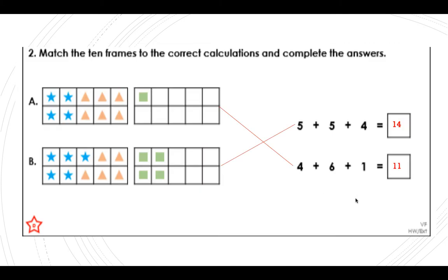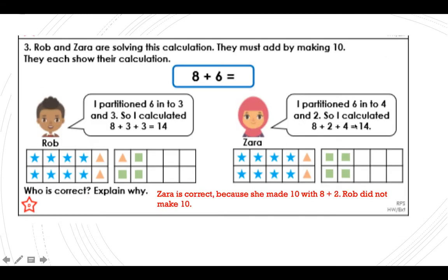And number 2, your answers are on the screen as well. So if you look at our tens frames, you can see that we've got 4 here, add 6, add 1. So it would join up here to make 11. And on this one, we've got 1, 2, 3, 4, 5, add 1, 2, 3, 4, 5, add 1, 2, 3, 4. 5 add 5 add 4 is 14.